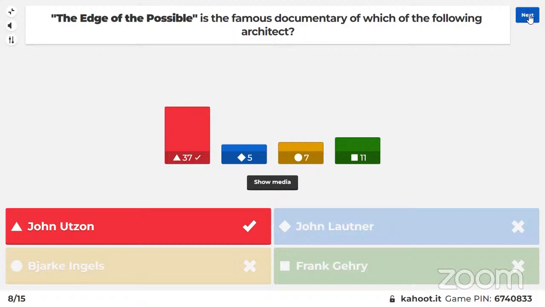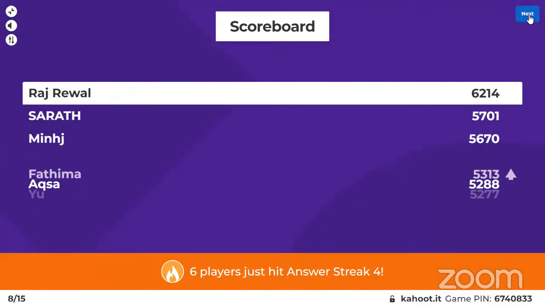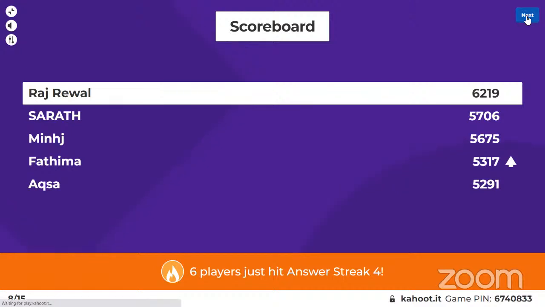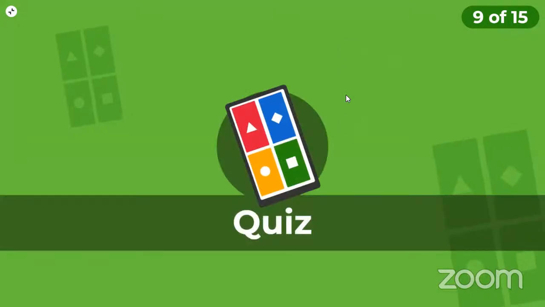Let's take a look at the podium leaderboard, where exactly everyone is standing. Raj Rawal, Sharath, Mina still remain there. Aksa also remains there with a slight change. Fatima is coming back with 5,317 points. 6 players have hit a consistent answer streak of 4. That's great going, everyone. Let's take a look at question number 9 now.